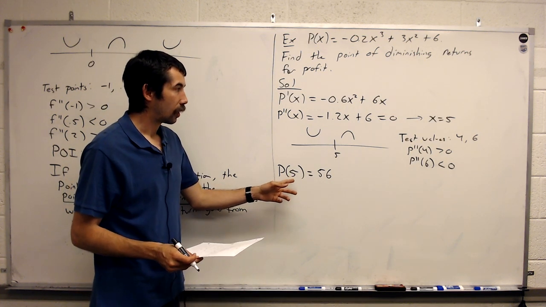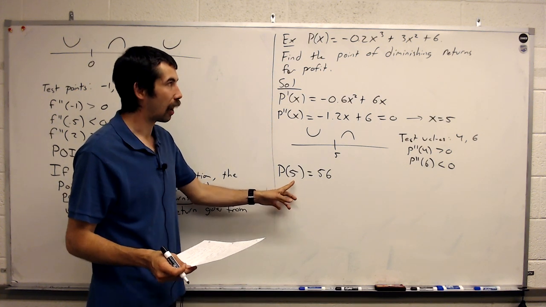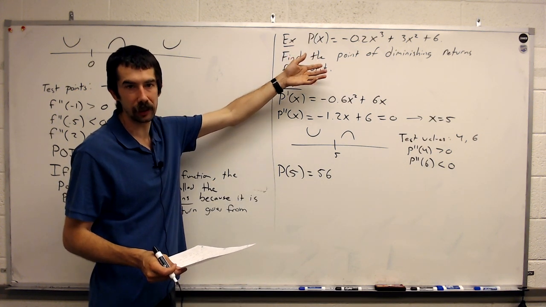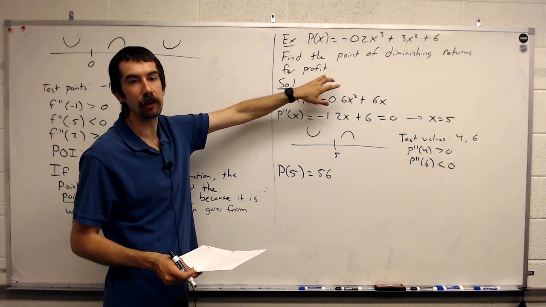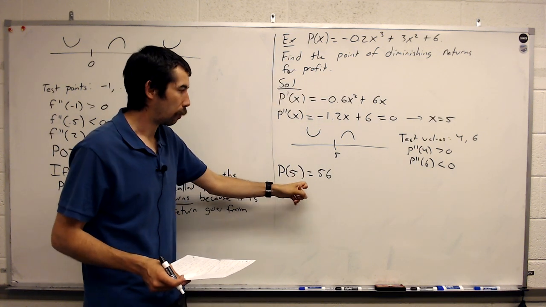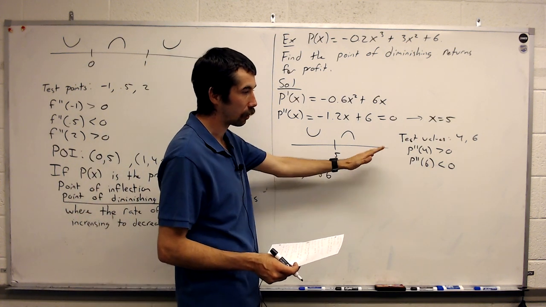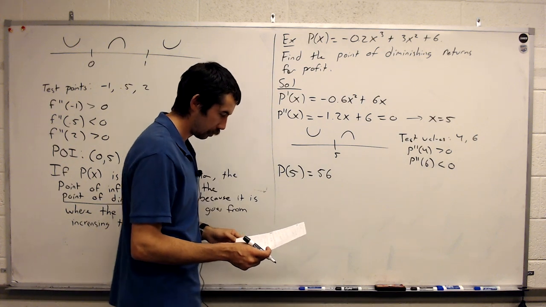Okay, and so this is the point of diminishing returns. In the year that corresponds to 5, I didn't give you any context for this question, but let's suppose this was years after 2000. So in 2005, our profit is 56, and this is the point of diminishing returns. At that point, our rate of increase of the profit starts to slow down.